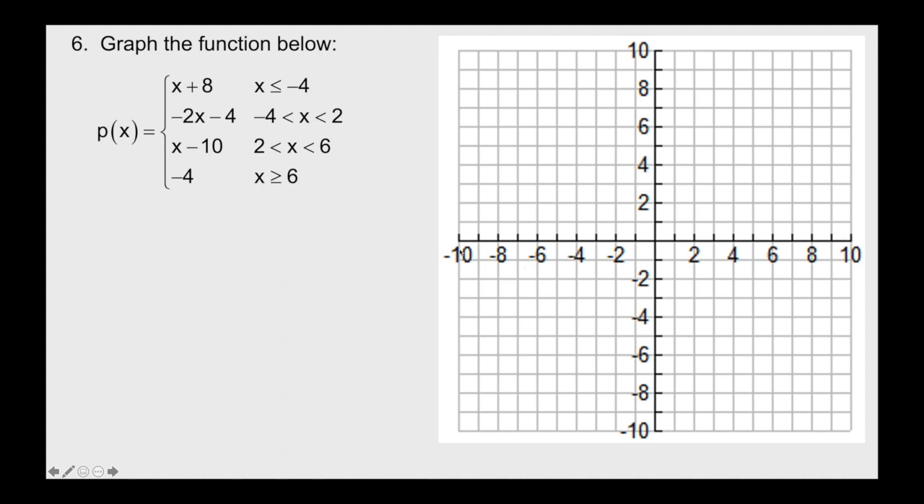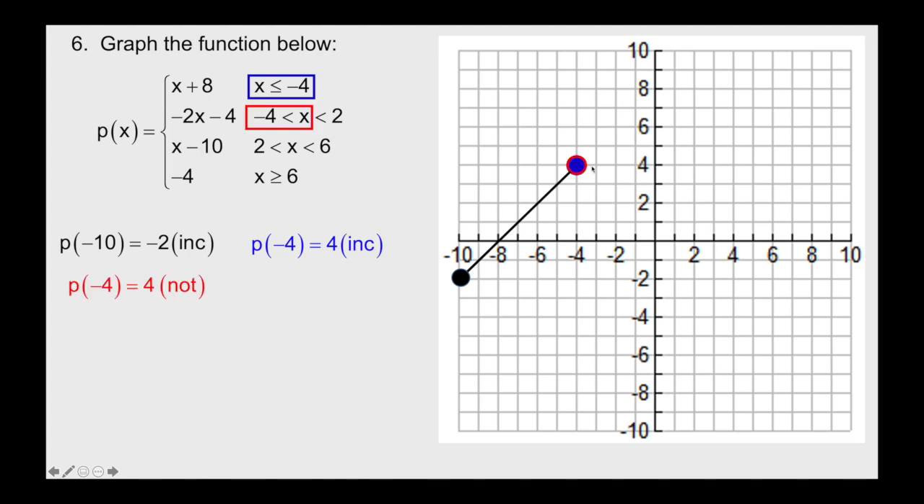So when I'm working with my first region, that goes from negative 10 up until negative 4. When I plug in negative 10, plus 8 gives me negative 2. Again, that's included. So I plot negative 10, negative 2, and it's filled in. Then I can plug in negative 4. Negative 4 plus 8 is going to give us positive 4. That's going to be included. So at negative 4, 4, I made a filled in circle, and then I can connect those 2 points.